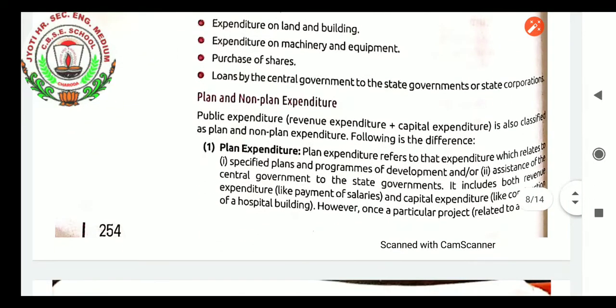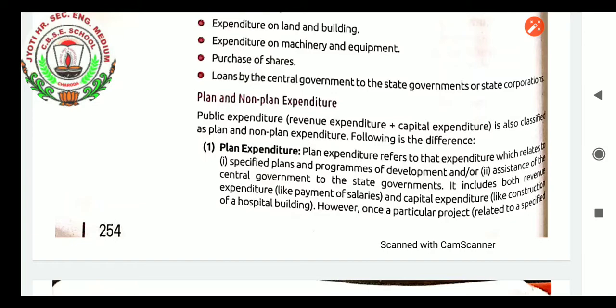Plan and non-plan expenditure. Very simple term. When we are doing some expenditure and it is planned from the beginning, how much we will spend, it is known as planned expenditure. Sometimes suddenly some expenditure comes to us and we have to make it. That is non-plan expenditure. For that we never make a plan. So let us read from the book point.